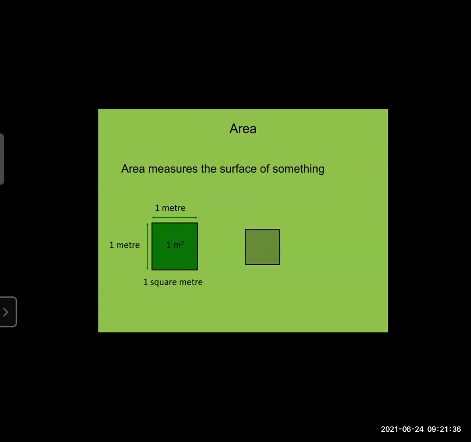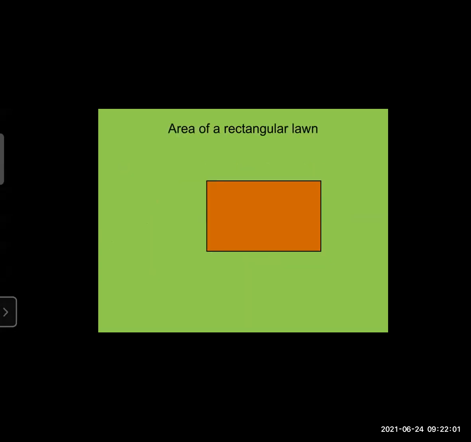Or you can also write 1 meter square. See the second figure, 1 centimeter, 1 centimeter. Again, we consider 1 centimeter into 1 centimeter, 1 centimeter square. Third figure, 1 millimeter, 1 millimeter. So its area is equal to 1 into 1, millimeter into millimeter, millimeter square. Okay, so area of a rectangular lawn: 5 meter long, 3 meter width.